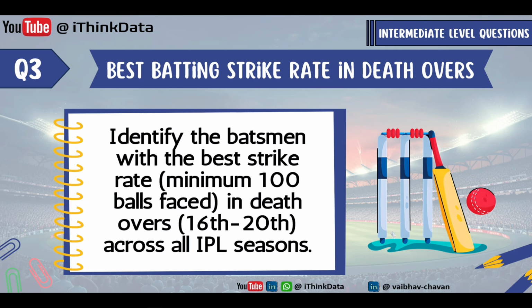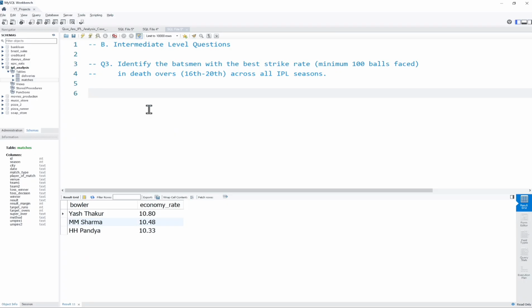Intermediate level, third question is the best batting strike rate in the death overs. The question is identify the batsman with the best strike rate, with a minimum of 100 balls faced in the death overs, that is 16 to 20, across all the IPL seasons. Okay, now let's look at the best batsman during the death overs, that is overs 16 to 20. The death overs are critical in T20 cricket, where quick runs can make or break a match.